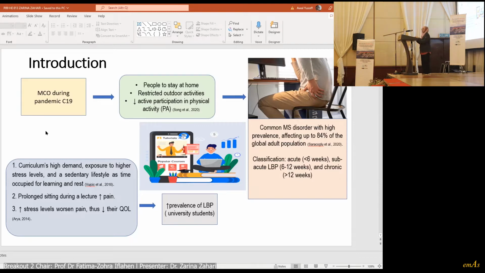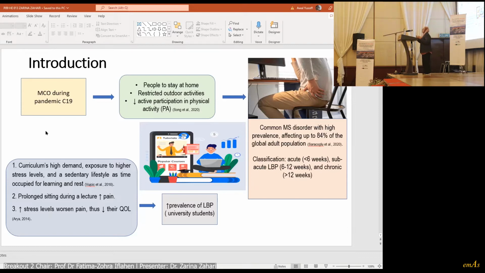What is low back pain actually? Low back pain is defined as pain at the lumbar region. Where is the lumbar region? The lumbar region is between rib 12 and the sacral one of your vertebral level. Low back pain is a common musculoskeletal disorder. Musculoskeletal refers to disorders or conditions related to the muscles and also to your skeleton, your bones.